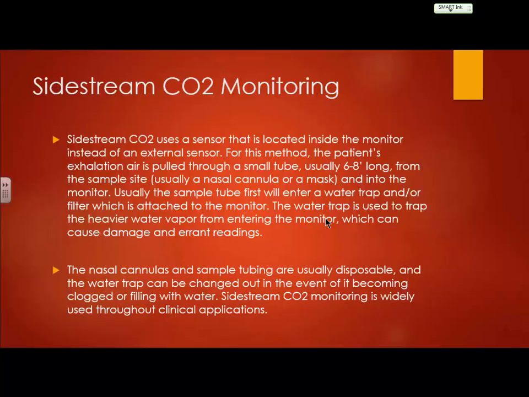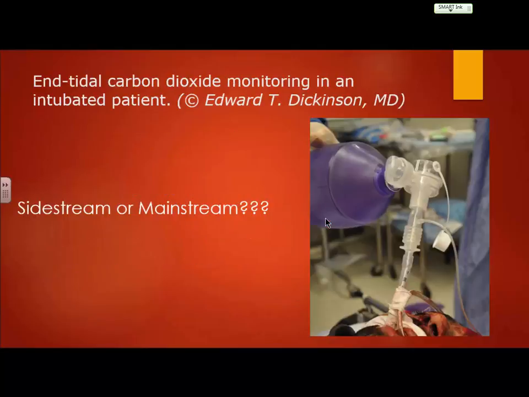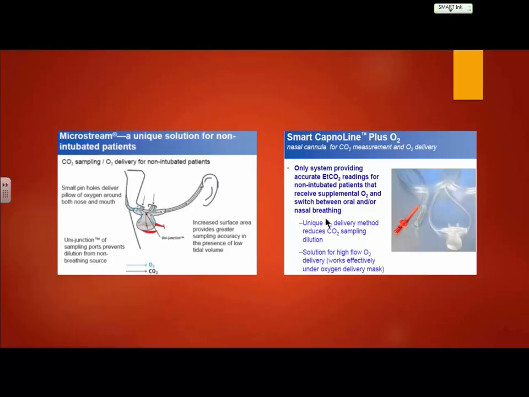Yeah, I think this is a side stream. This is a side stream. This is going to be a mainstream here. It's directly on top of the expired breath, and it's going to pull that sample tube in. So these are just some examples of the other ones, the nasal cannulas.